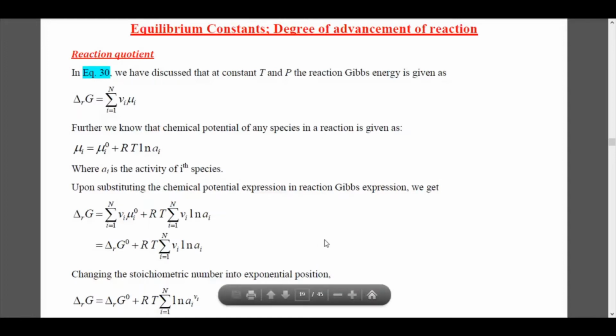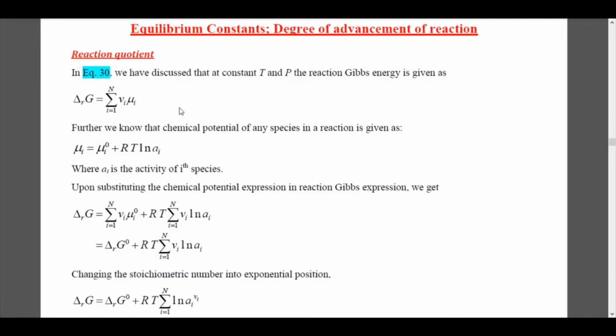Hello, in this session we will discuss equilibrium constants and degree of advancement of reaction. First we will discuss reaction coefficient. Shortly we will discuss the physical significance of reaction coefficient. Before that, let's go ahead with the mathematical derivation.